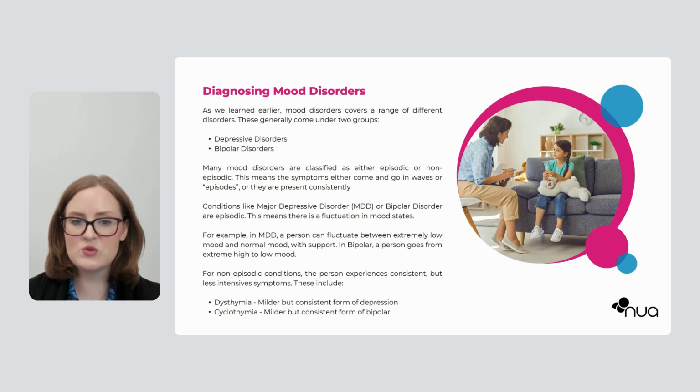This means there is a fluctuation in mood states. For example, in major depressive disorder, a person can fluctuate between extremely low mood and normal mood with support. In bipolar, a person goes from extreme high to low moods. For non-episodic conditions, the person experiences consistent but less intensive symptoms. These can include dysthymia, which is a milder but consistent form of depression, and cyclothymia, a milder, consistent form of bipolar mood disorder.